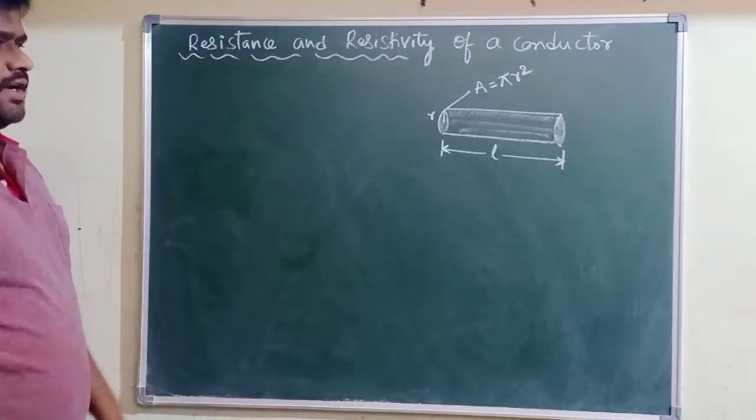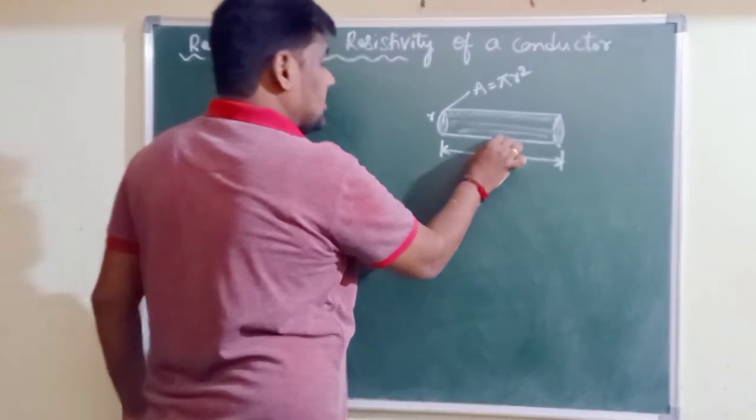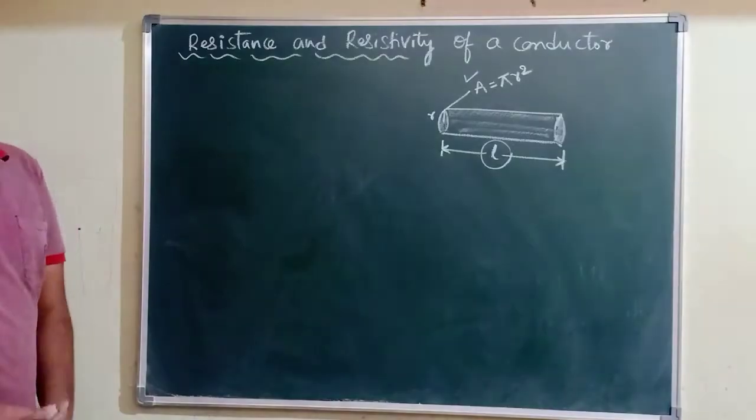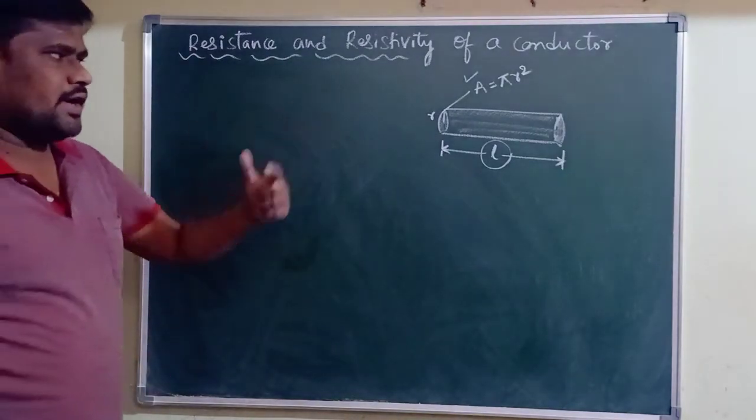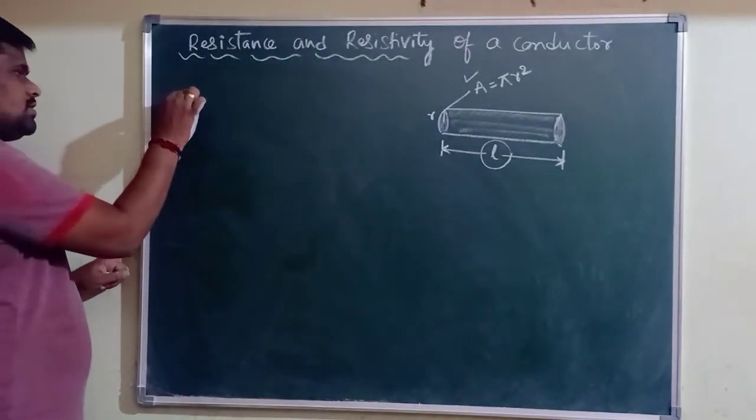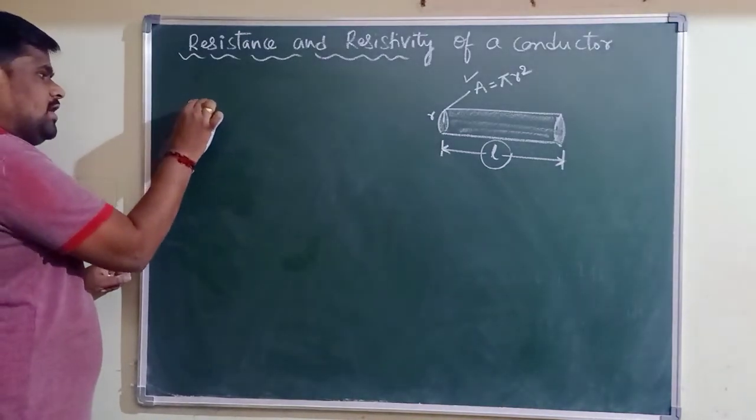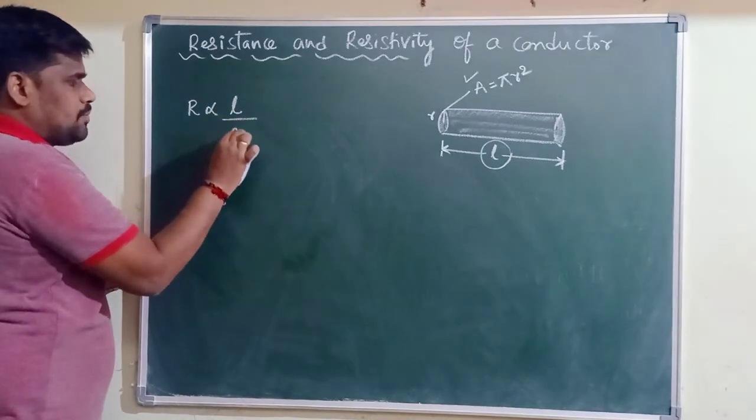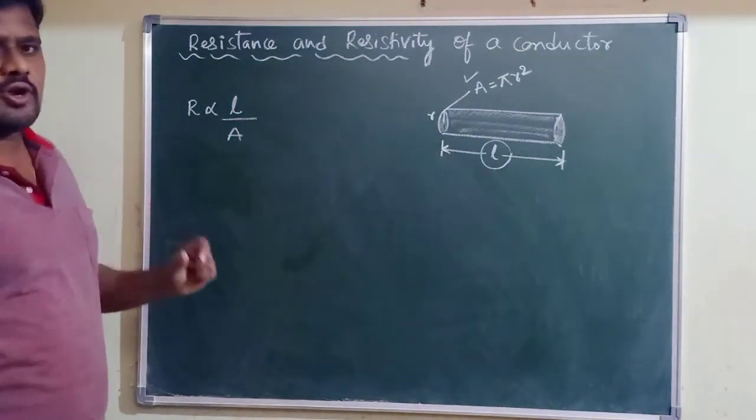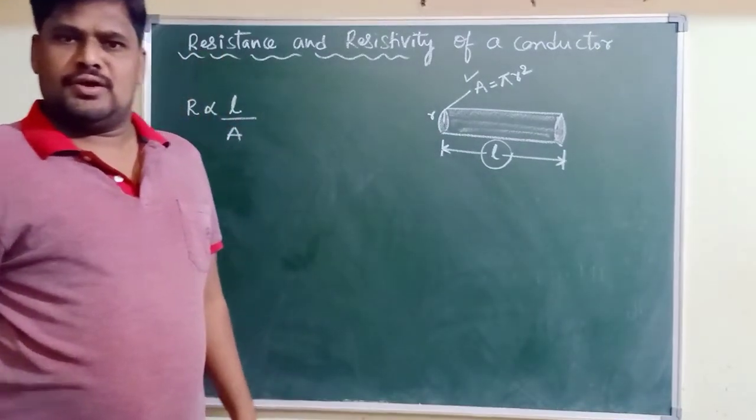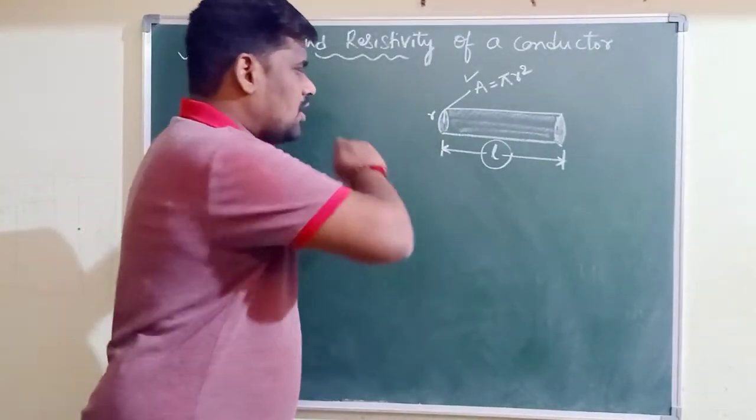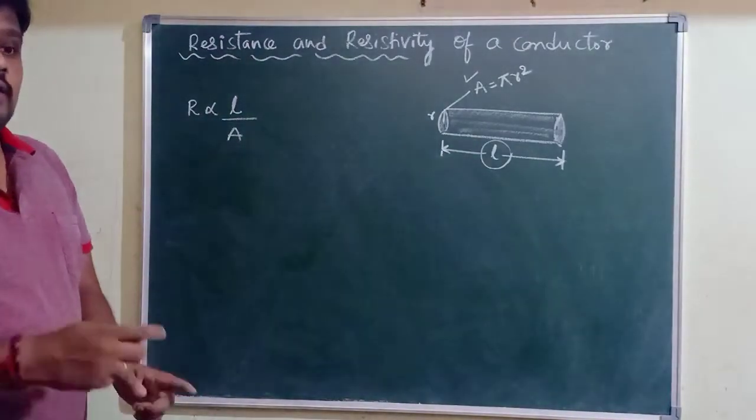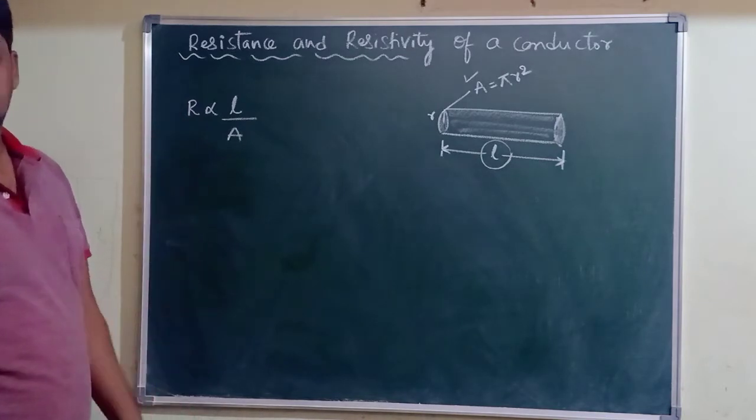Resistance of the conductor depends on what? Length of a given conductor. It also depends on area of cross section of a conductor. Tell me on what factors the resistance depends. Resistance of a given conductor is directly proportional to length of a conductor and inversely proportional to what? Area of cross section of a conductor. Which means a conductor of maximum length is going to have more resistance.